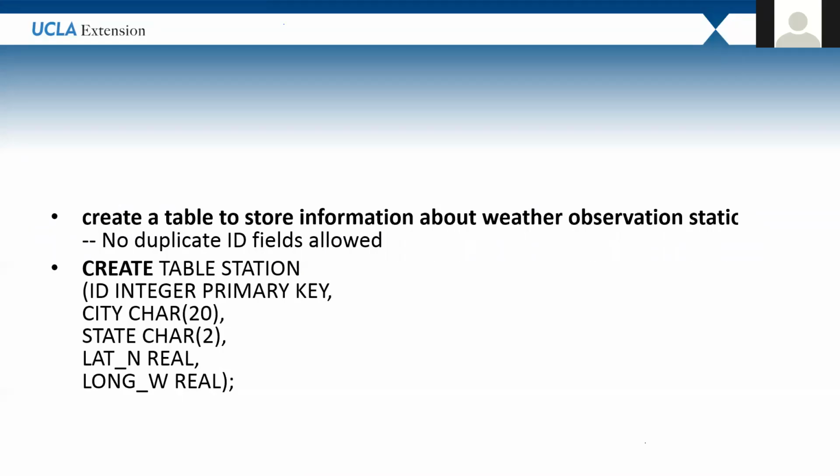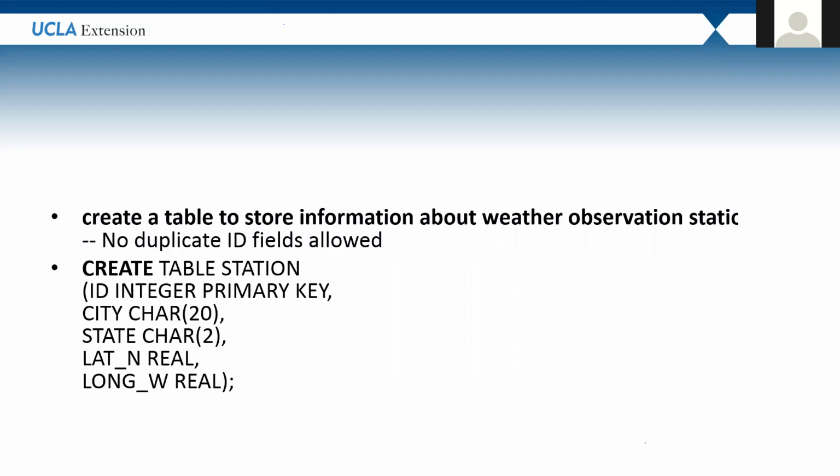Let's say we want to design a bunch of tables, a relational database with information about weather observation stations: where the weather station is located, what the temperature is there, whether there's rain there, et cetera.